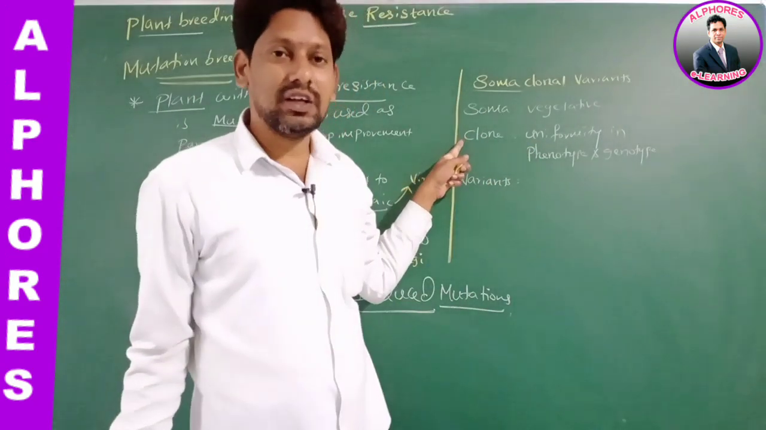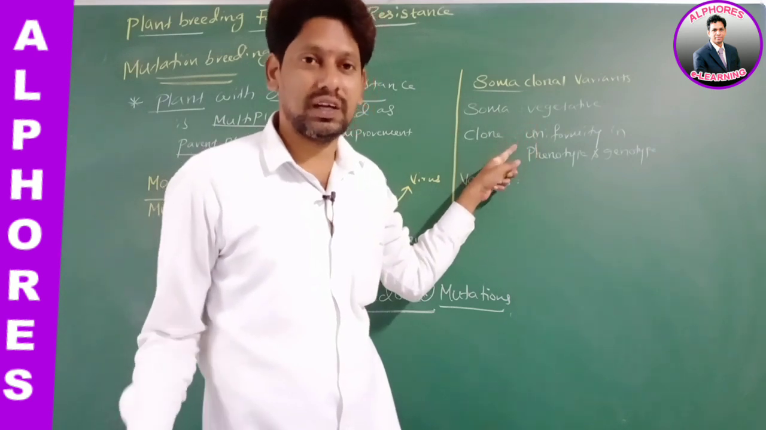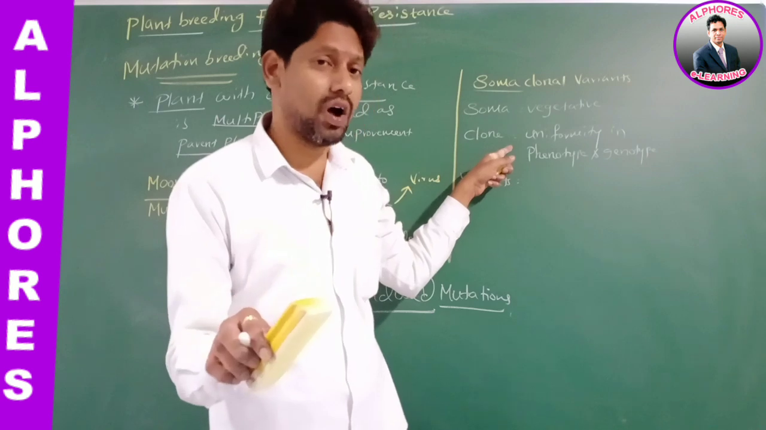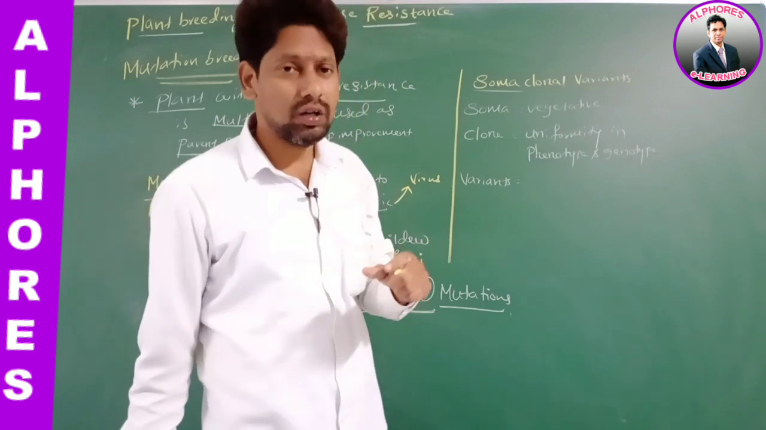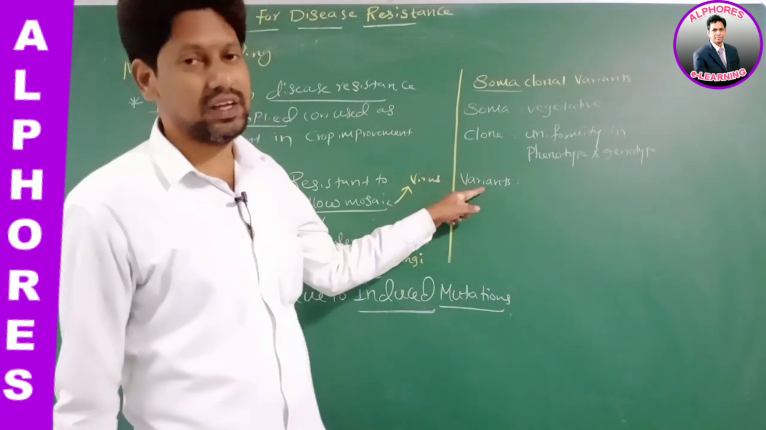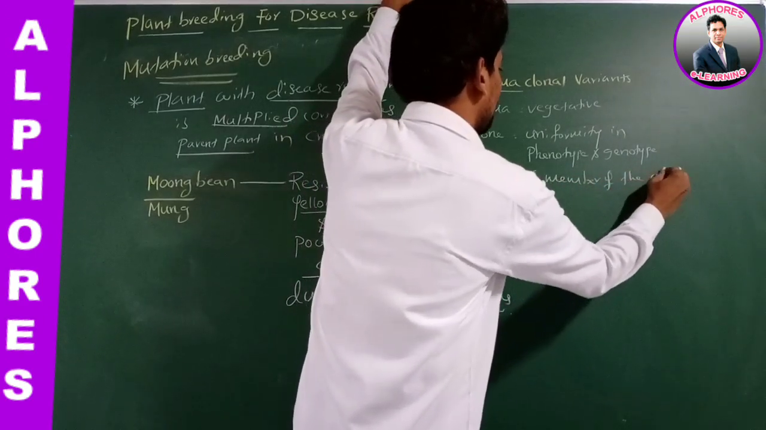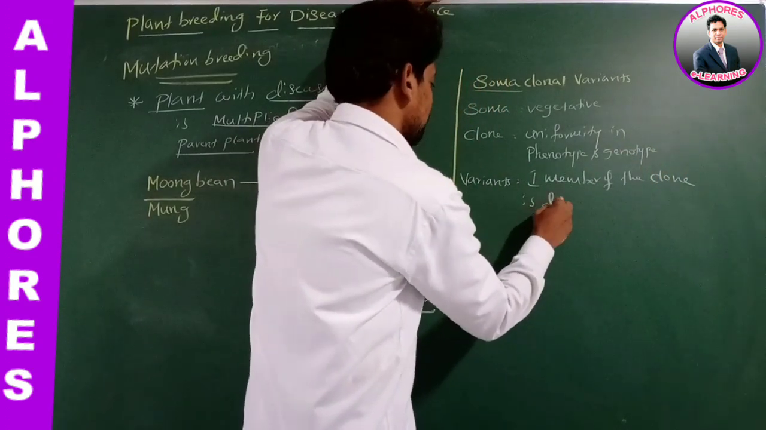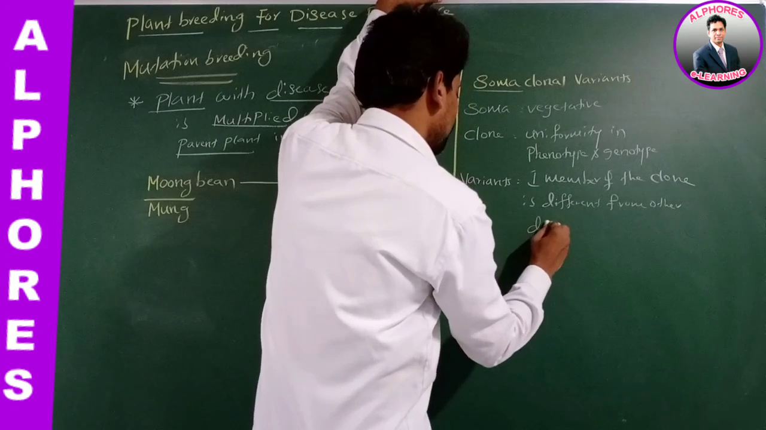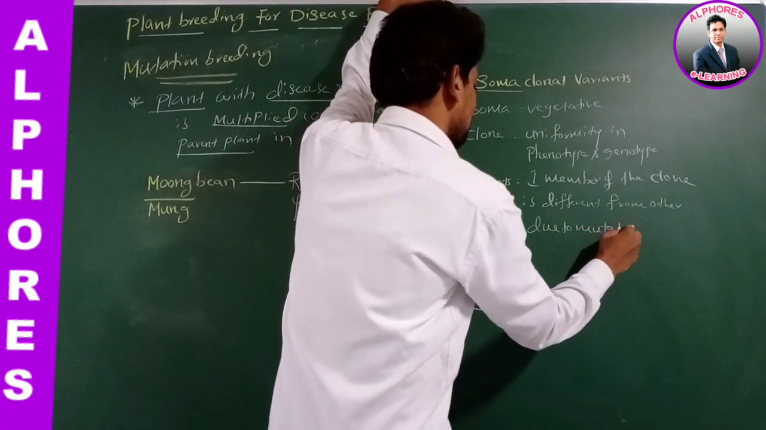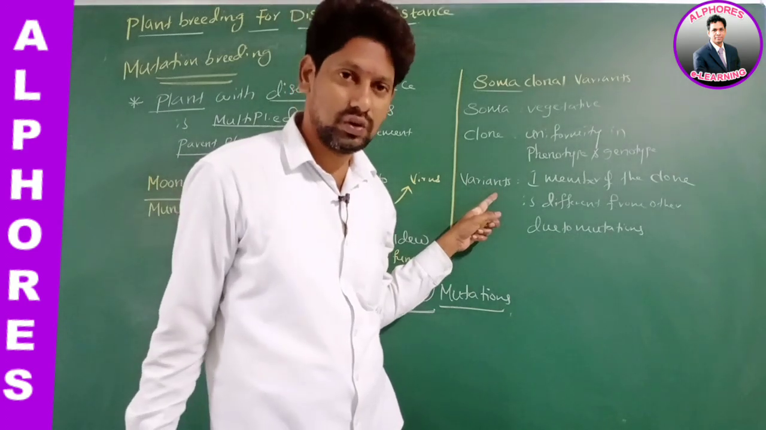Sir, in a clone, are all individuals the same or different? Same. In a clone, all individuals are phenotypically and genotypically similar. But due to mutations, we got one individual in a clone which is different. That is called what, sir? Variant. Therefore, one member of the clone is different from others due to mutations. That member is called a variant. Is it clear?